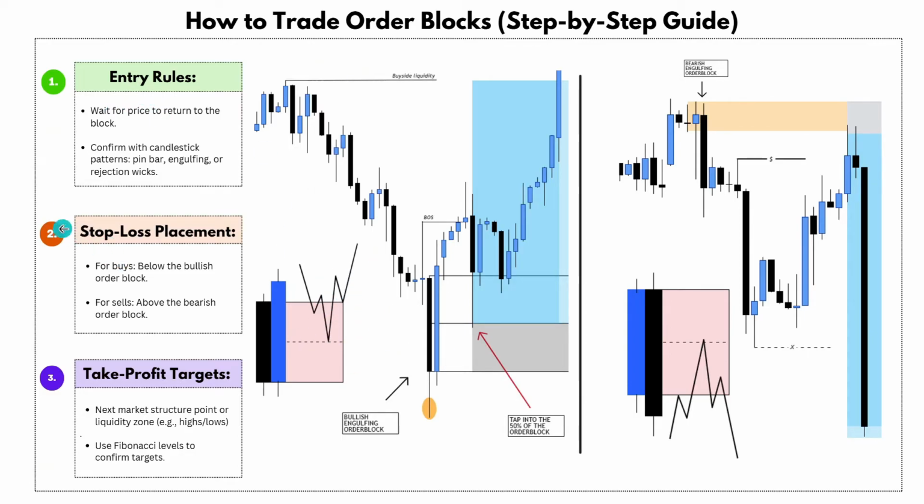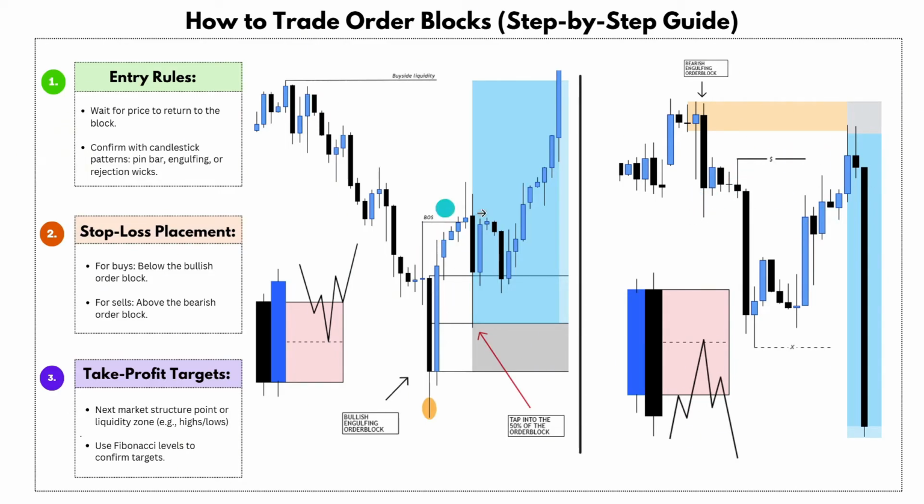And then second, this is our stop loss placement. For buys, we'll place it below the bullish order block, and for sells, we'll place it above the bearish order block. Then lastly, for our take profit, we are targeting the next market structure or liquidity points, such as old highs or old lows, or we can use our Fibonacci levels to confirm our target. So this is a bullish model for an order block, and this is a bearish model for a bearish engulfing order block.